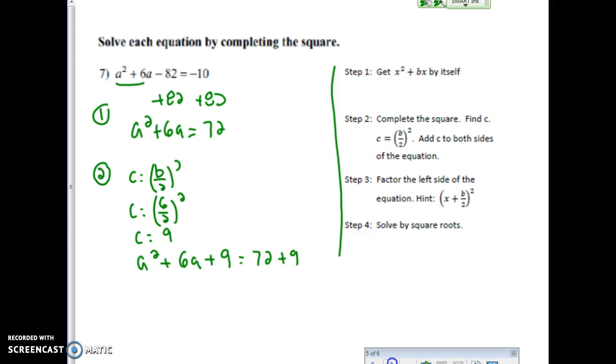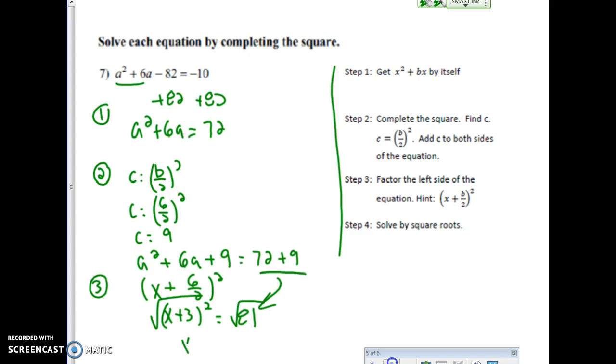Okay? So now, step 3, we're going to factor the left side out. If you guys remember, we just did it a second ago. It's going to be x plus the middle term over 2 squared. So in that case, it's going to be x plus 3 squared equals 72 plus 9 gets me 81. And now, all we're going to do is just solve by square roots. So I'm going to square root both sides. So I have x plus 3 equals plus or minus 9.